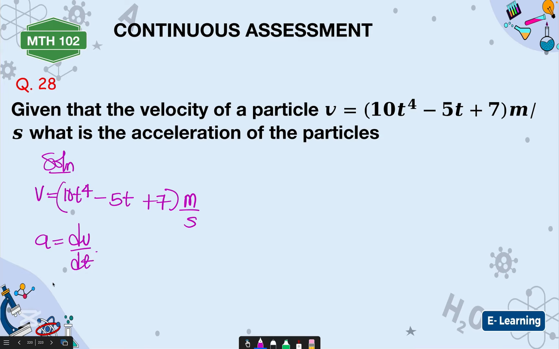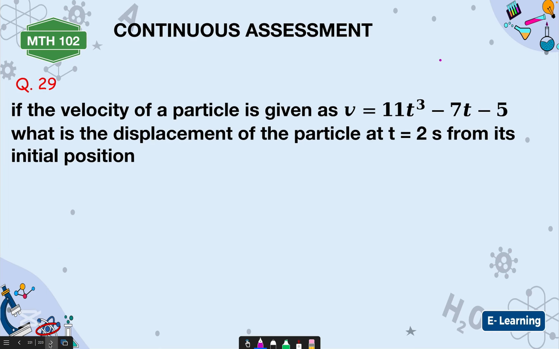So you differentiate this v with respect to time to give you the acceleration, which will give us 4 times 10 will give us 40t. 4 minus 1 will give us 3, minus, when we differentiate 5t it gives us 5, differentiate this one to give us 0, and then the unit is meter per second squared. And that is the answer to that question. You didn't need to solve a lot of things here for this particular one.